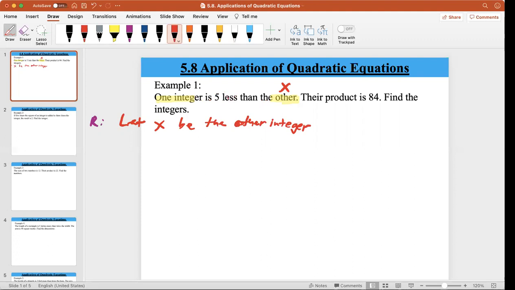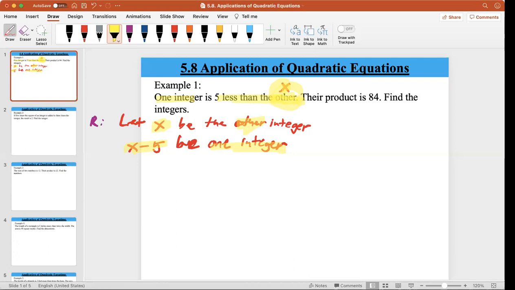And how do we represent 5 less than the other? If you represented other as x, representing other as x will give us this expression for this one integer. 5 less than the other will be x minus 5. So let x minus 5 be one integer. All right? That is your x minus 5, that's one integer, and x, of course, the other integer. Right? So here we have that. x is the other, and then one integer is this 5 less than the other.